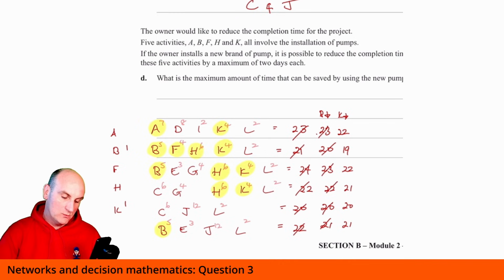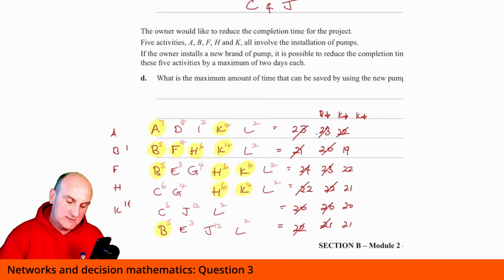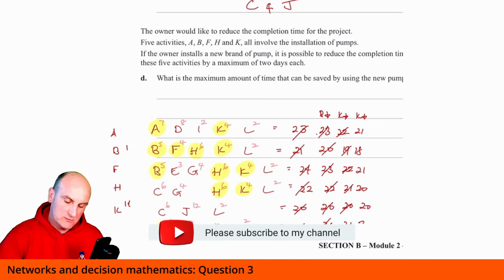Okay, so what have we got in there? So what am I trying to do? It's to reduce completion time by a maximum of 2 days each. What's the maximum time that can be saved by using the new pump? Okay, what have we got to do now? See what our highest numbers are again. 22 again. So what I'm now going to do is reduce K by another 1, because I can. So it's going to be 21, 18, 21, 20, 20, and 21.